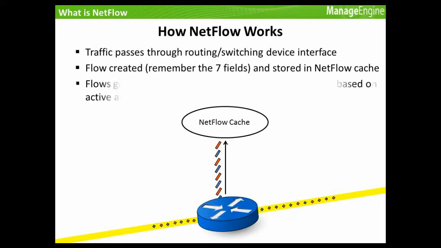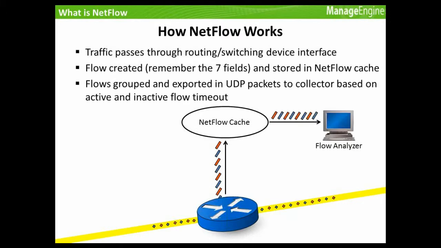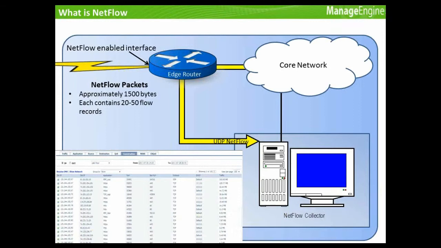the NetFlow cache. And these flows get grouped and exported in UDP packets to a collector based on the active and inactive flow timeout. We'll go deeper into active and inactive flow timeout in a few slides. As you can see on the screen, the router through which traffic is passing, based on the 7 key fields, a flow is created and stored into a cache, and then it's exported as UDP packets to your flow analyzer. So this is basically the architecture of any NetFlow implementation.